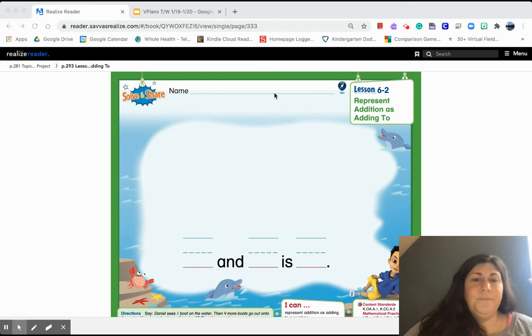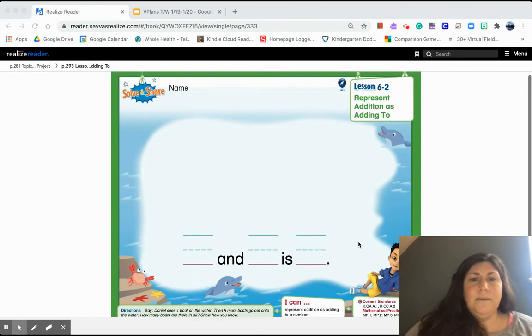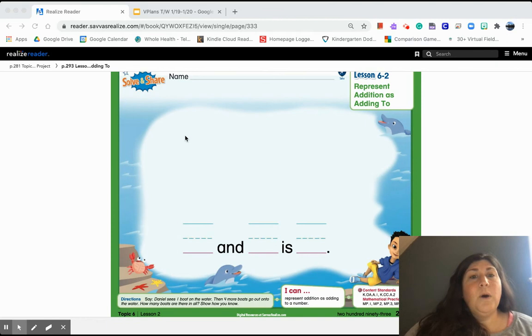before we continue. So what this says on the bottom here, it says, Daniel sees one boat in the water. Then 4 more boats go into the water. How many boats are there in all? Show how you know. So on your dry erase board or on your piece of paper, try to draw a picture or number sentence or equation, if you know what that is, to show what your math thinking is, what you think the answer might be to this problem.